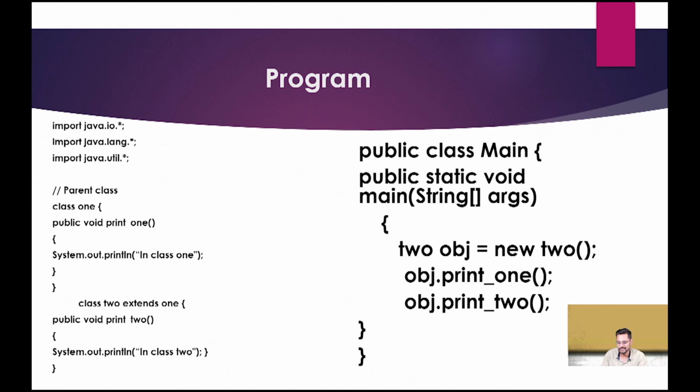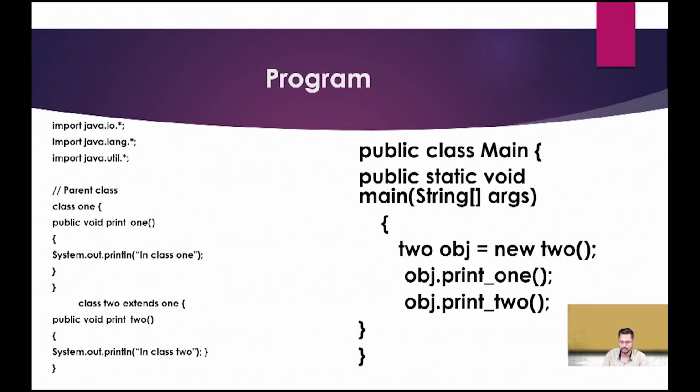Obj is the object of class 2, equal to new 2, right? New is an operator which is used to create the object or allocate memory to the object obj. And with the help of object obj, we are going to access the 2 functions. The first function is given in class 1 and the second function is given in class 2. It is clearly visible that we created the object of only one class, but we can access the functions of 2 classes. Why? Because of inheritance, right?